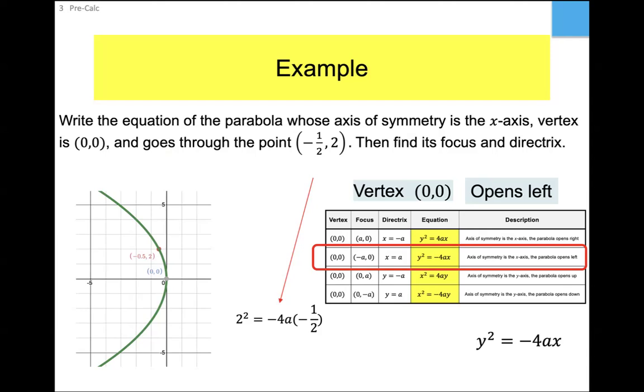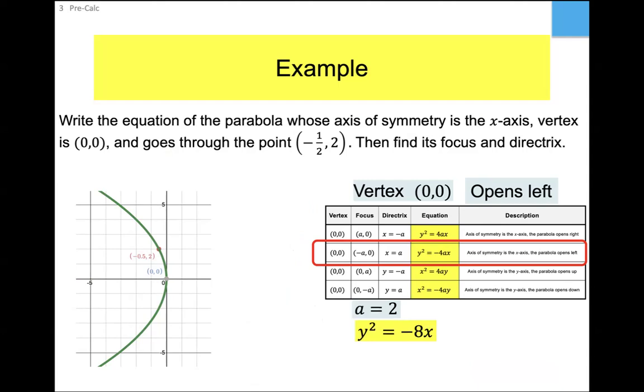Negative half squared is 1/4. Negative 4 times 2 is negative 8, so negative 8a. Divide both sides by negative 8, and you get that the a value is 2. So take that a value of 2, plug it into the equation, and you get y squared is equal to negative 8x. A is 2, right? See what I did there? Okay, so that one isn't too bad.